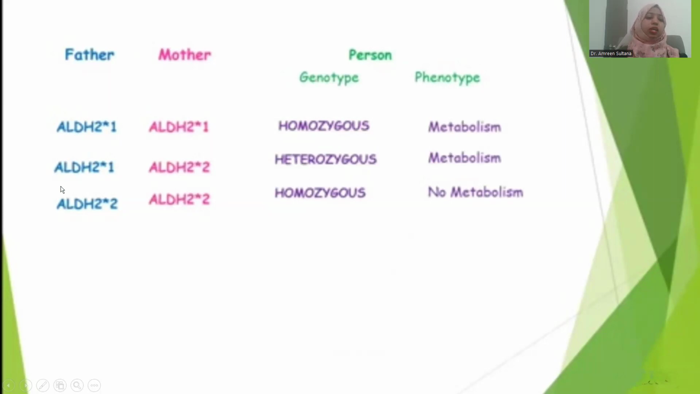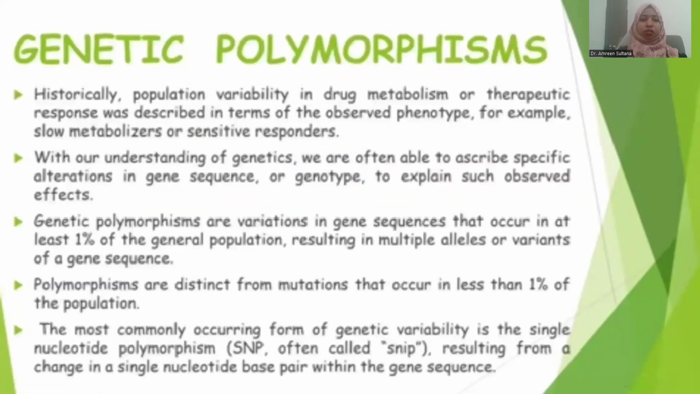Now ALDH2*2 is there for the father, and the mother is also the same, ALDH2*2. That condition is known as the homozygous condition. In these cases, you can see mostly no metabolism rate here. The metabolism condition won't be there compared to the other one.